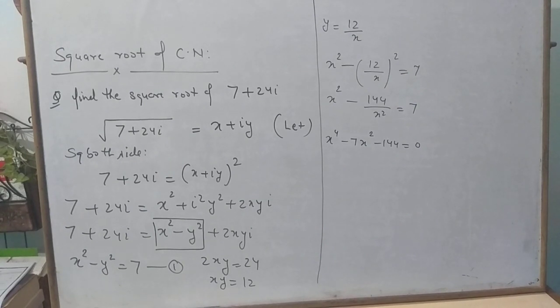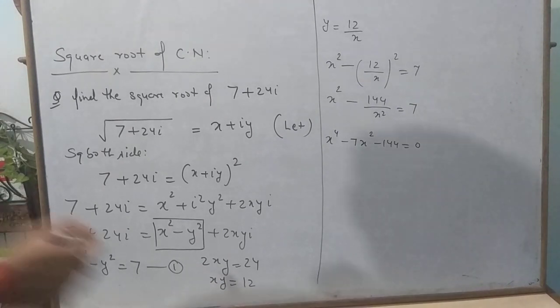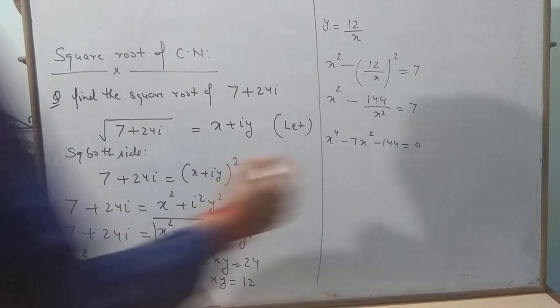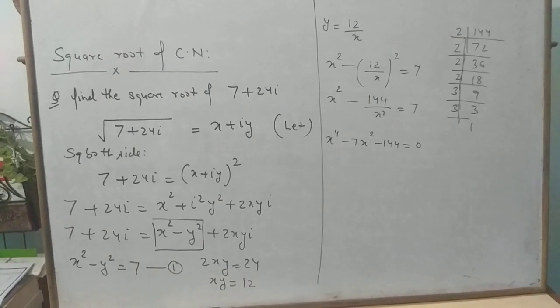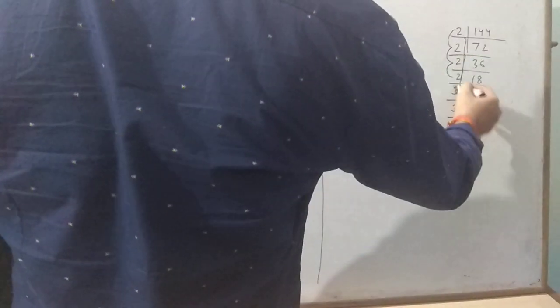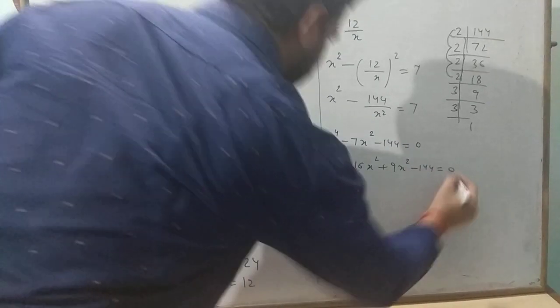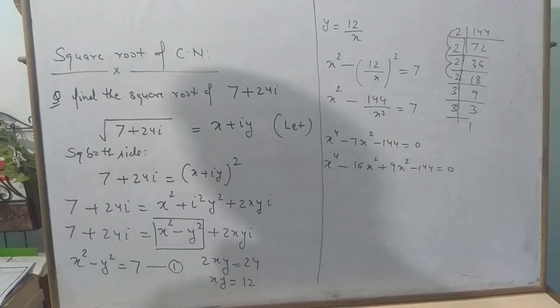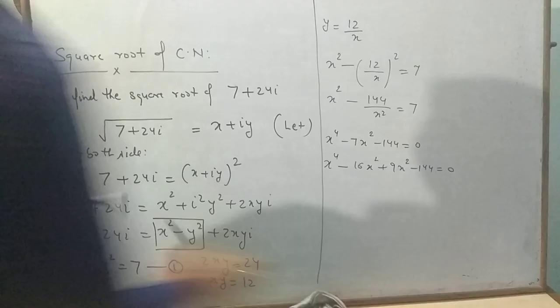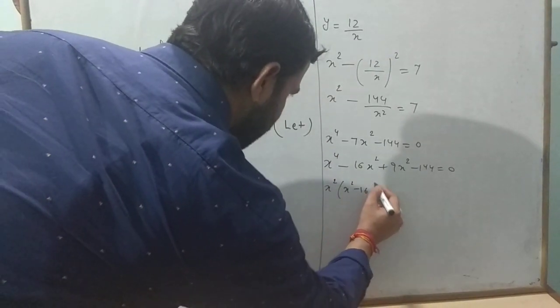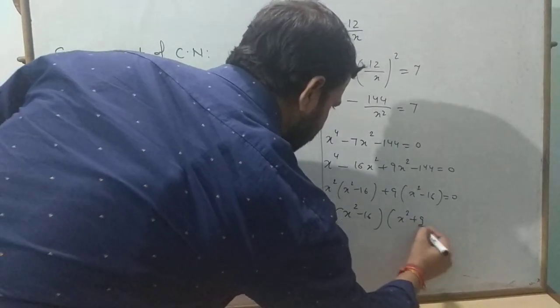Now, to factorize, splitting the middle term, we need factors of 144 that give 7. Factorize 144: divide by 2, 2, 2, 2, then 3, 3. So it can be written as x to the power 4 minus 16x square plus 9x square minus 144 equals 0. After splitting the middle term, take x square common: x square minus 16 plus 9 common x square minus 16. So first bracket x square minus 16, x square plus 9 is equal to 0.